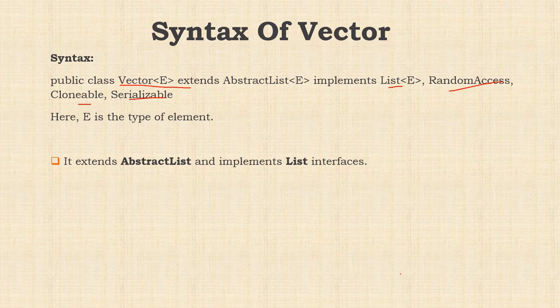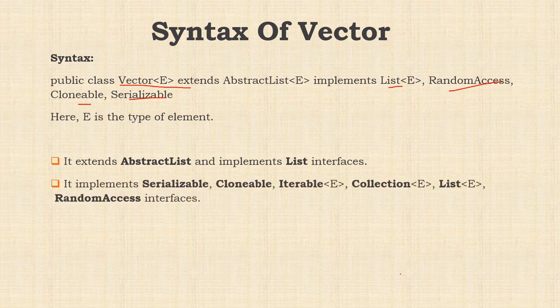So let's continue our topic. It extends AbstractList and implements List interfaces, as we just saw. It implements Serializable, Cloneable, Iterable, Collection, List, RandomAccess interfaces. Because List implements Collection, and Collection implements Iterable. So indirectly Vector implements Serializable, Cloneable, Iterable, Collection, List, and RandomAccess interfaces. These are the basic things of Vector. You need to understand everything from code to advanced.